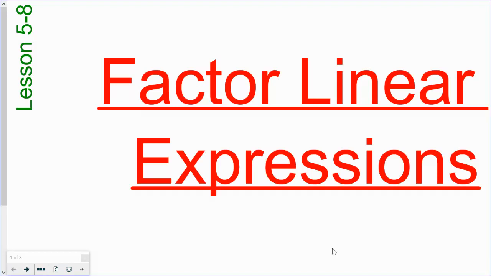Okay, we are now going to work on factoring linear expressions. This is in chapter 5, lesson 8 of your textbook, so if you ever need more examples to look at, there are plenty there. This is basically going to be doing the backwards of the distributive property. What we've been doing for the past few days, you're going to do the opposite now.